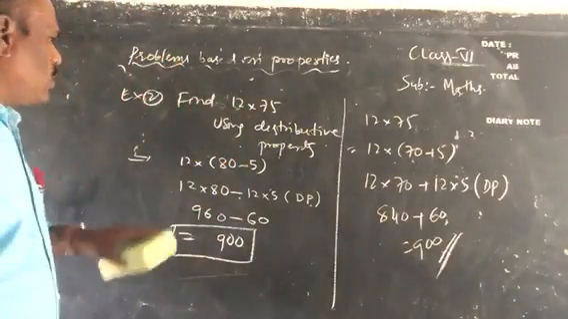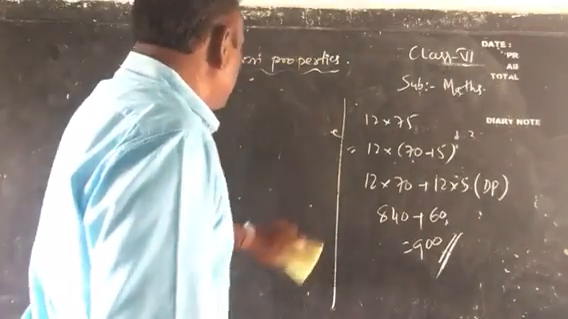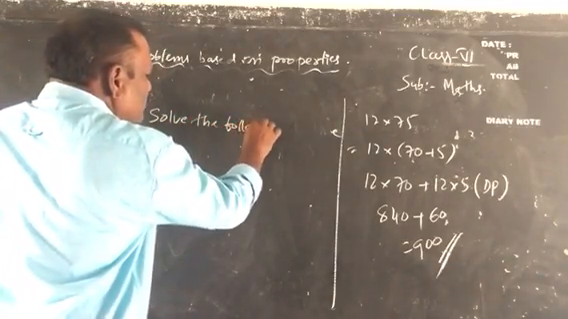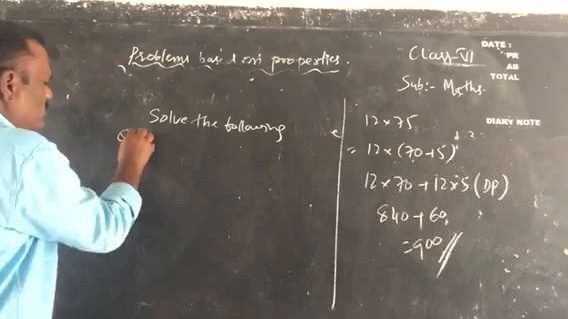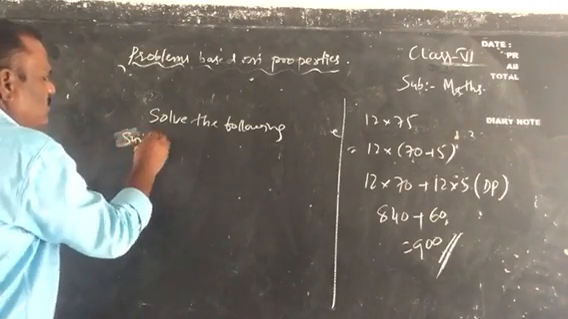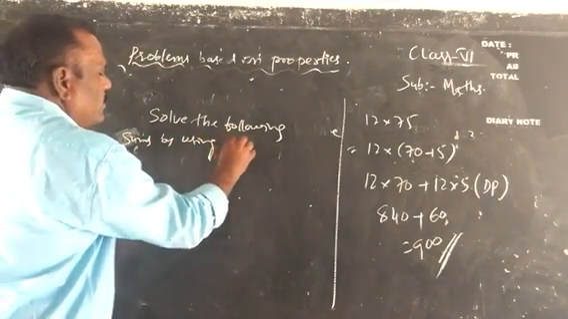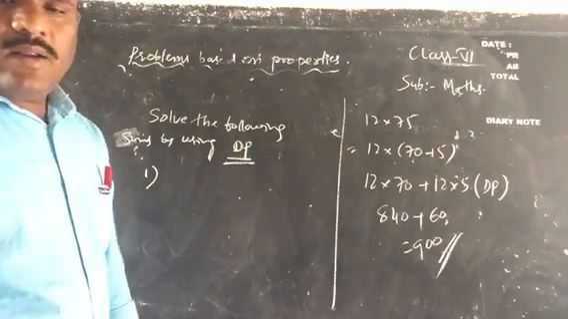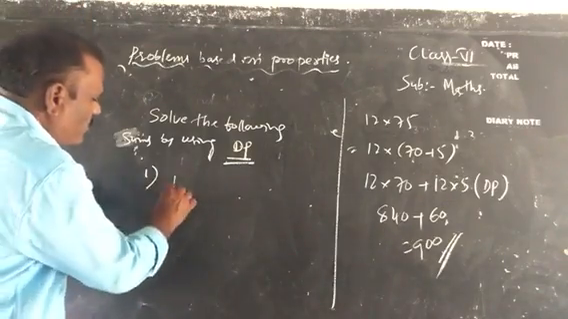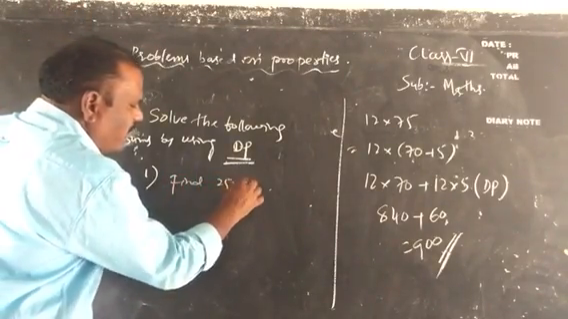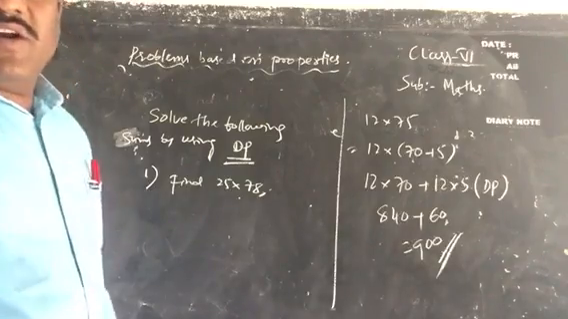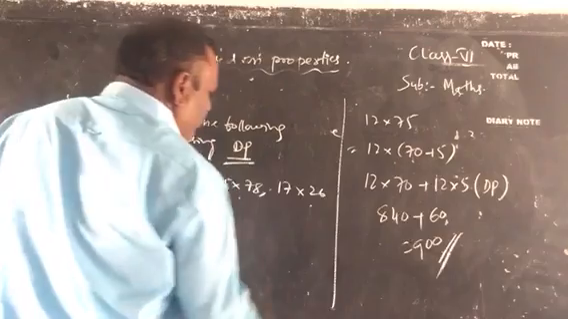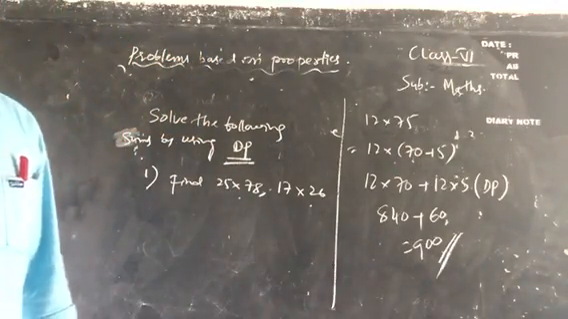Okay. So like this I'll give some questions to you. You can solve these questions. Solve the following sums by using DP. DP means what here? Distributive property. Number 1. Find 25 into 78, 17 into 26.